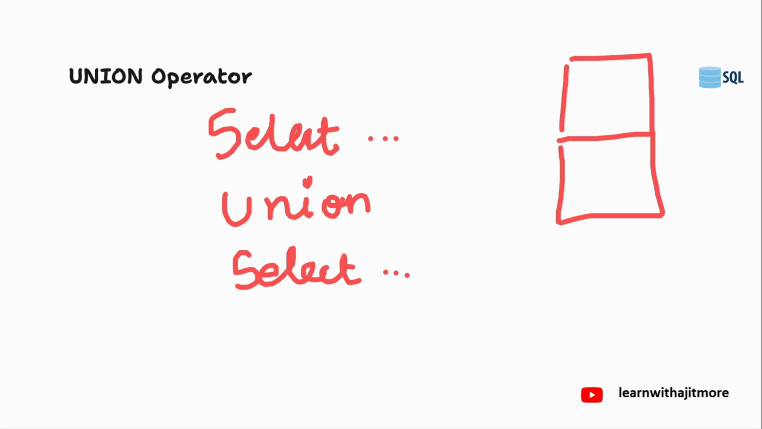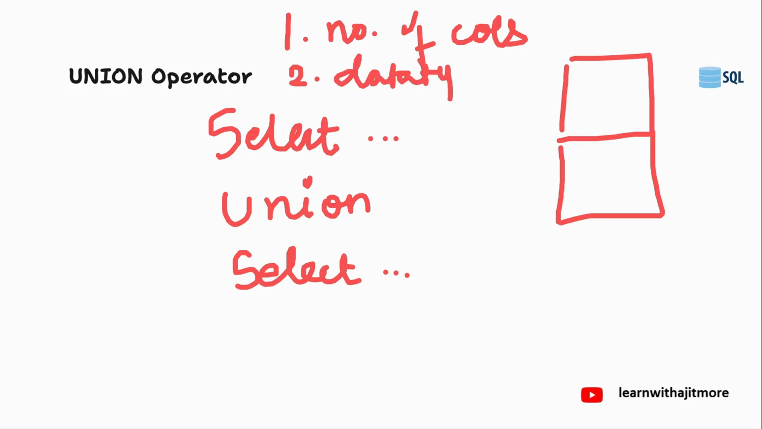Understanding? But here some criteria are there. The criteria are that the number of columns produced by both the queries should be the same. First criteria, number of columns. So the number of columns in both queries should be the same. Second, their data types should be matching. Okay, the data types should be the same. And the order.